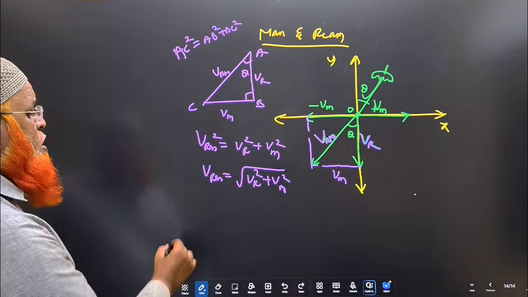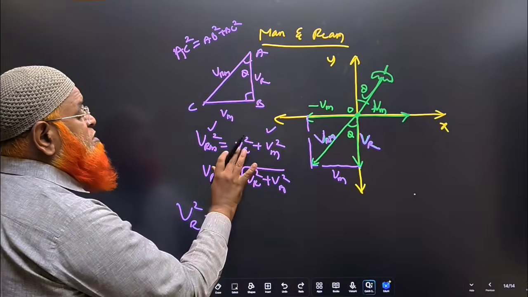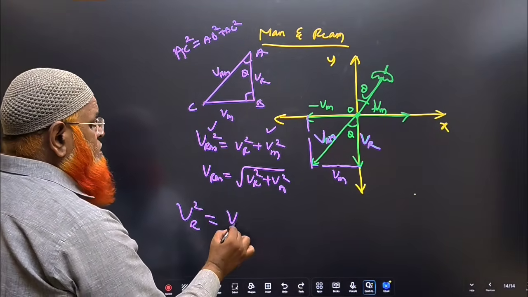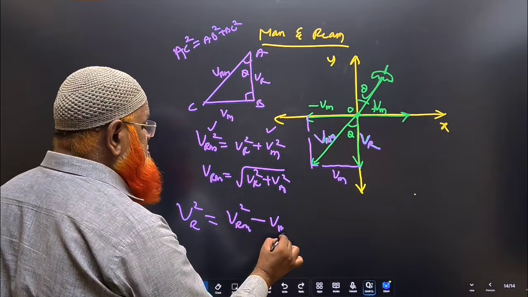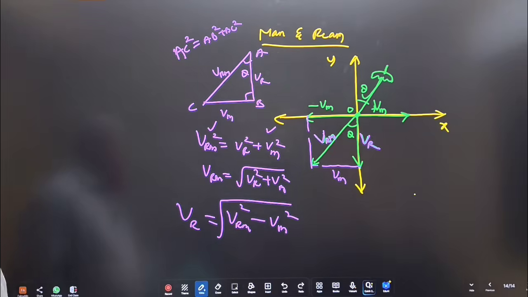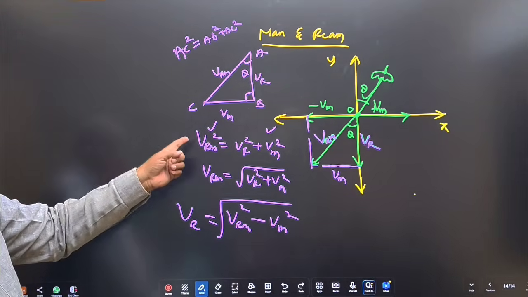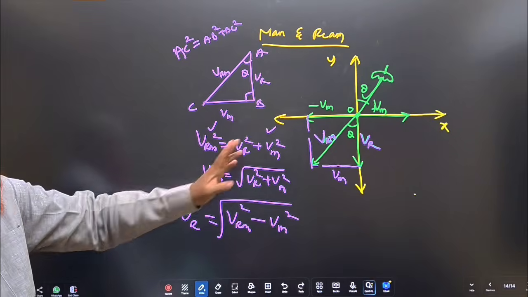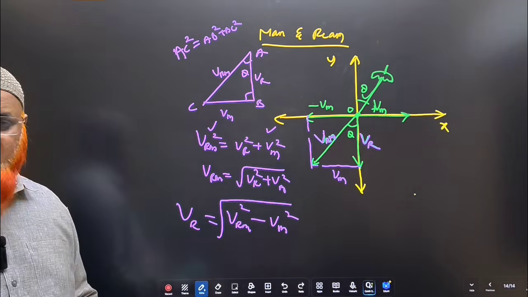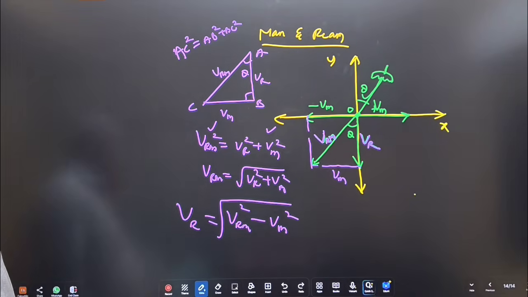So this is what you are getting. Now if you want to find out the velocity of rain, when you know the velocity of rain with respect to man and the velocity of man, what do you do? Velocity of rain with respect to man whole square minus velocity of man whole square. Now I know the velocity of rain with respect to man, and I know the velocity of rain also. I want to find out the velocity of man now. If you know two and one is unknown, this equation is enough to find the unknown things, isn't it?